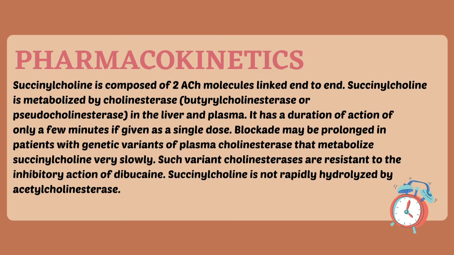Pharmacokinetics of succinylcholine. Succinylcholine is composed of two ACh molecules linked end-to-end. It is metabolized by cholinesterase in the liver and plasma. It has a duration of action of only a few minutes if given as a single dose. Blockade may be prolonged in patients with genetic variants of plasma cholinesterase that metabolize succinylcholine very slowly. Such variant cholinesterases are resistant to the inhibitory action of dibucaine. Succinylcholine is not rapidly hydrolyzed by acetylcholinesterase.